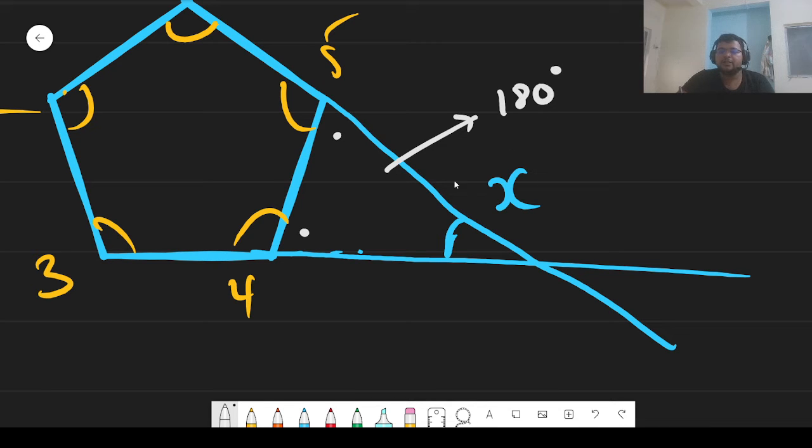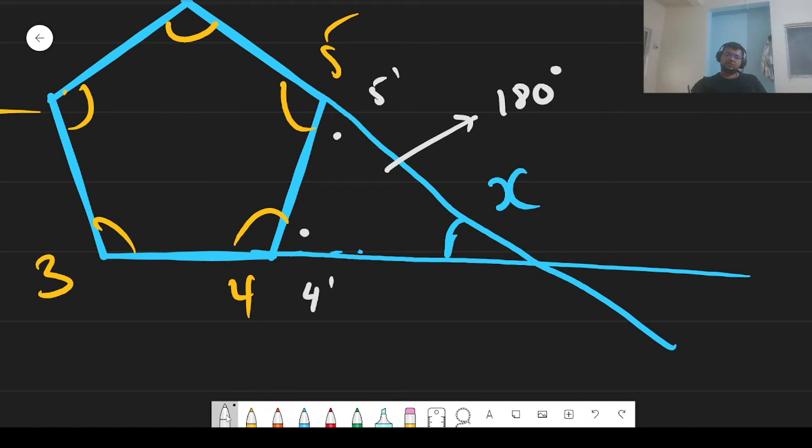we can get the third angle as 180 degrees minus the sum of these two angles. Let me name them 4 dash and 5 dash. This is the angle 4 dash, this is the angle 5 dash. So what will be the 4 dash and 5 dash angles? It is very simple: angle 4 and angle 4 dash are supplementary angles, right? The sum will be 180 degrees.